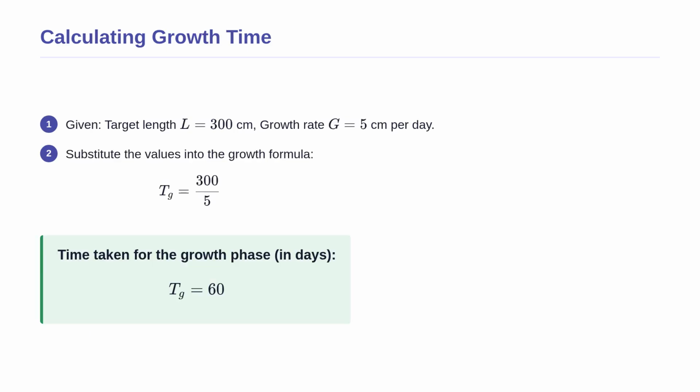Now that we have our growth formula, let us calculate the growth time for a typical tapeworm. Let us assume the worm grows at a steady rate of 5 centimeters per day, and we want to find out how many days it takes to reach a mature length of 300 centimeters. We substitute our given values into the equation, dividing 300 by 5. The result of this division is 60. This tells us that the growth phase alone takes 60 days. During this time, the tapeworm is absorbing nutrients from the host's digested food, but is not yet reproducing.